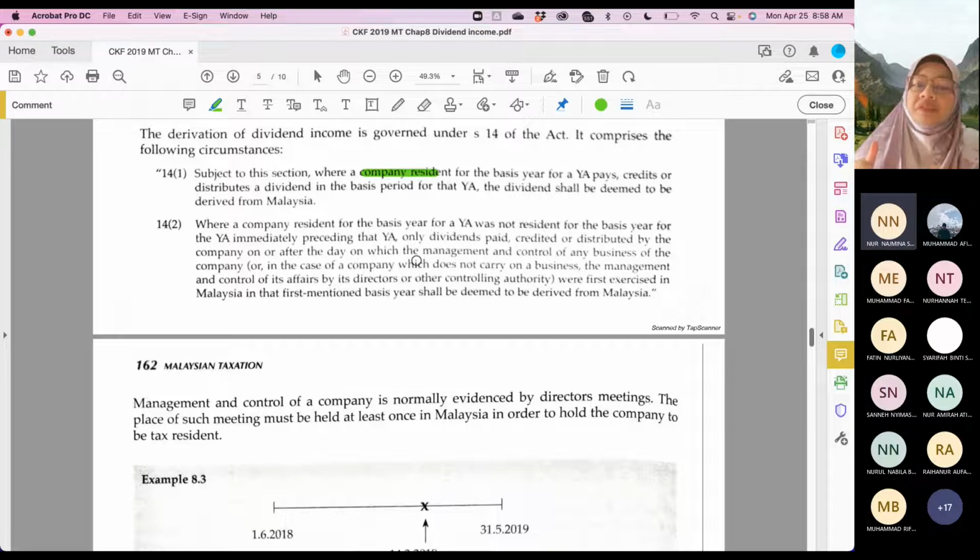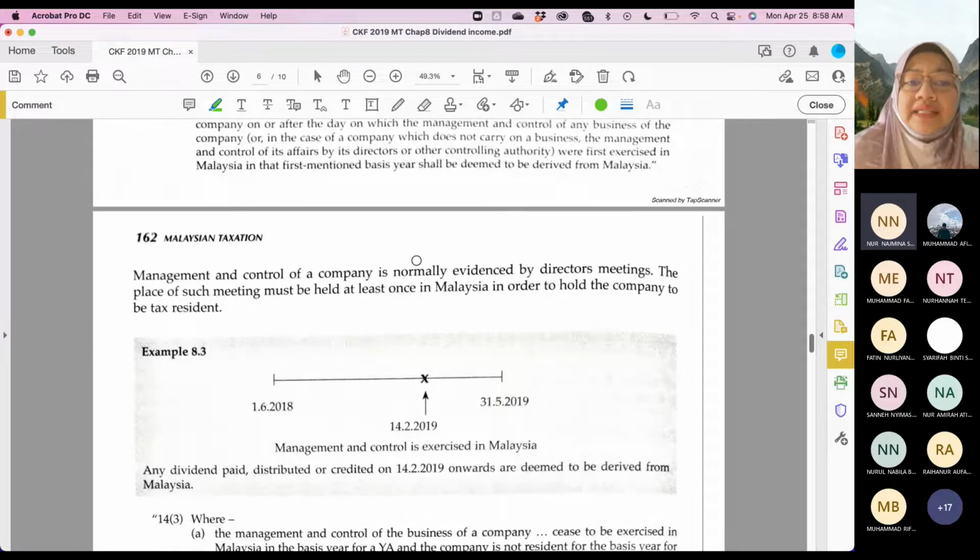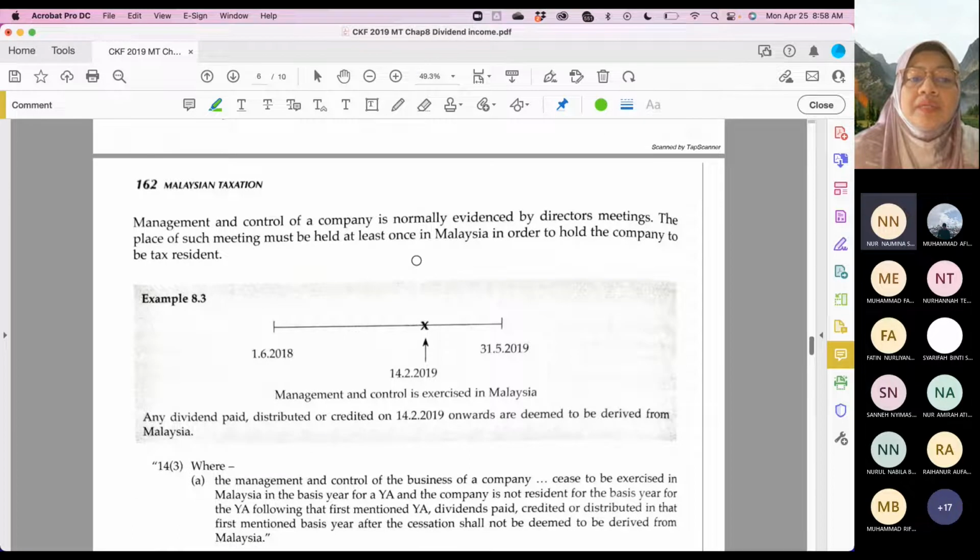So even though in the previous year the company is not a resident company, in the year that they distribute the dividend, the company is a resident company. Therefore, the income is derived in Malaysia. So how do you decide on the resident status of a company? We are looking at the management and control of a company.